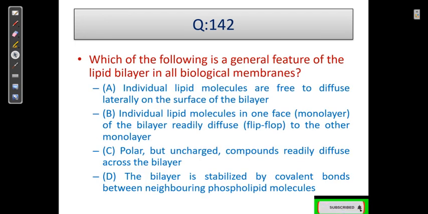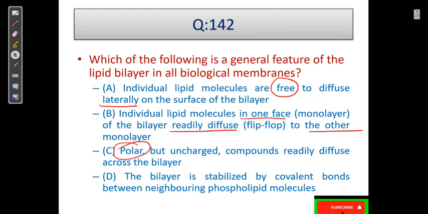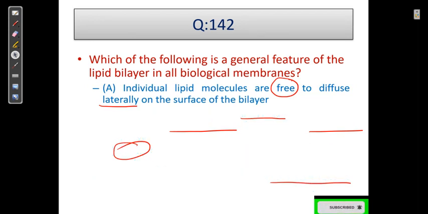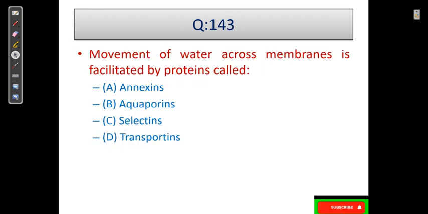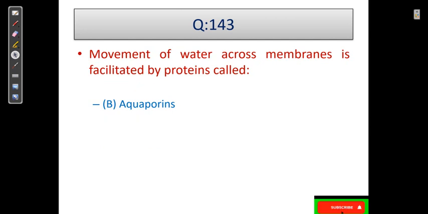Which of the following is a general feature of the lipid bilayer in all biological membranes? Individual lipid molecules are free to diffuse laterally. Individual lipid molecules in one phase of the bilayer rapidly diffuse to the other layer. It is polar. The bilayer is stabilized by the covalent bond. These are not correct. So the answer is individual lipid molecules are free to diffuse laterally on the surface of the bilayer. Movement of water across the membrane is facilitated by protein called annexin, aquaporins, selectin, transportin. So the correct one is aquaporins.